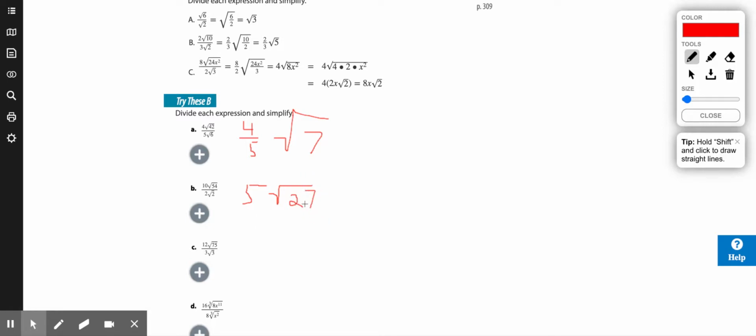27 is what? 3 times 9. And 9 is 3 times 3. So that's really 5 square roots of 3 times 3 times 3. And I can take 2 of them to get out of there. So it's going to be 5 times 3 square roots of 3, which is 15 square roots of 3.